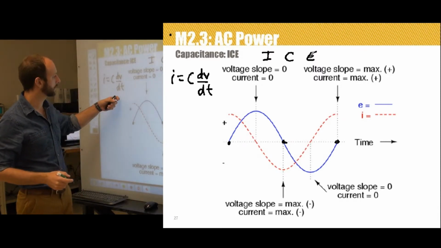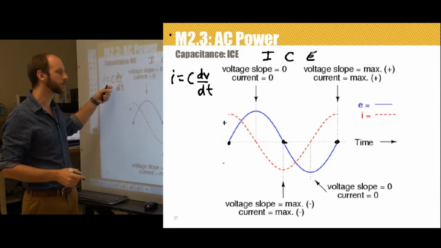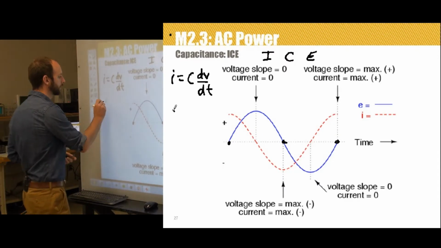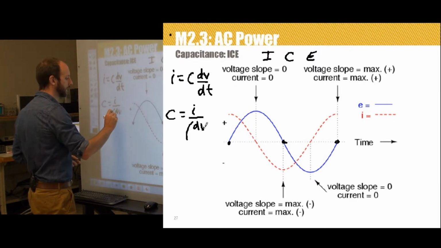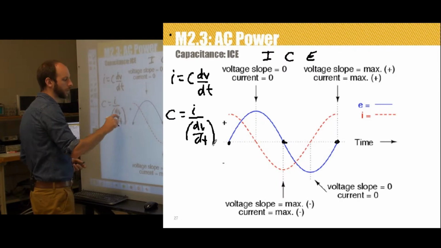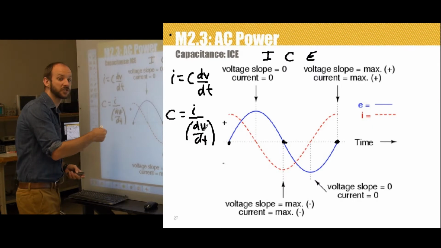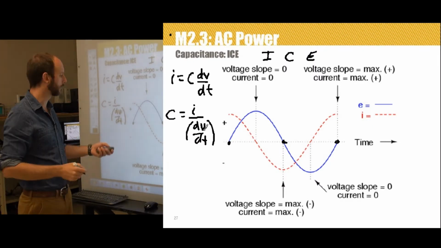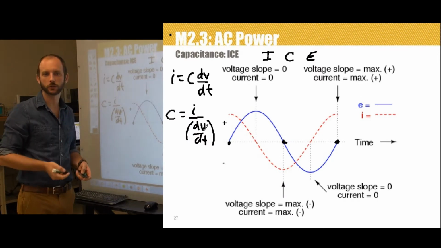It's just for capacitance. The constant of proportionality C, you could think of it as C equals I over dV/dt: the ratio of induced current to the rate of change of the voltage that induced it. So again, it's analogous to Ohm's law and is a linear function, just like Ohm's law is.